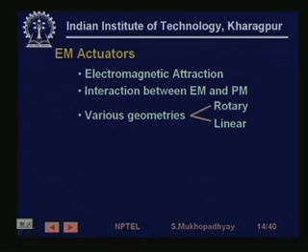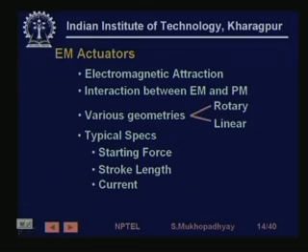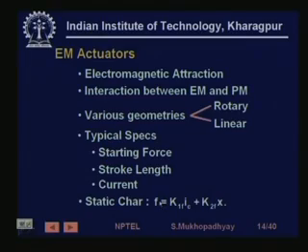So there could be various geometries. The actuator may be rotary or linear, and typically the specifications involve starting force, stroke length, by how much it can move, and the current requirements. Typically the force varies depending on the current as well as the displacement, because basically it is by flux. The flux depends on the current, because the current decides the magnetomotive force, and it also depends on the reluctance of the flux path, which depends on the gap, which keeps changing during motion. So the force characteristics depend on current as well as the position.